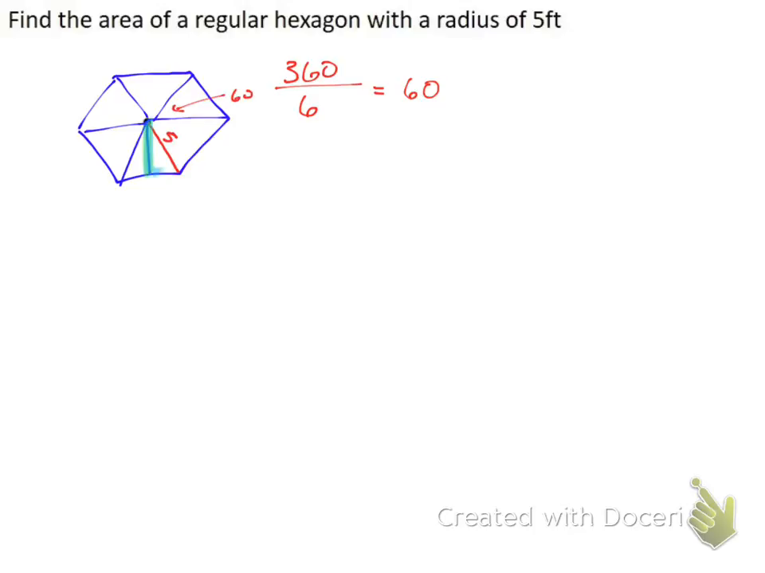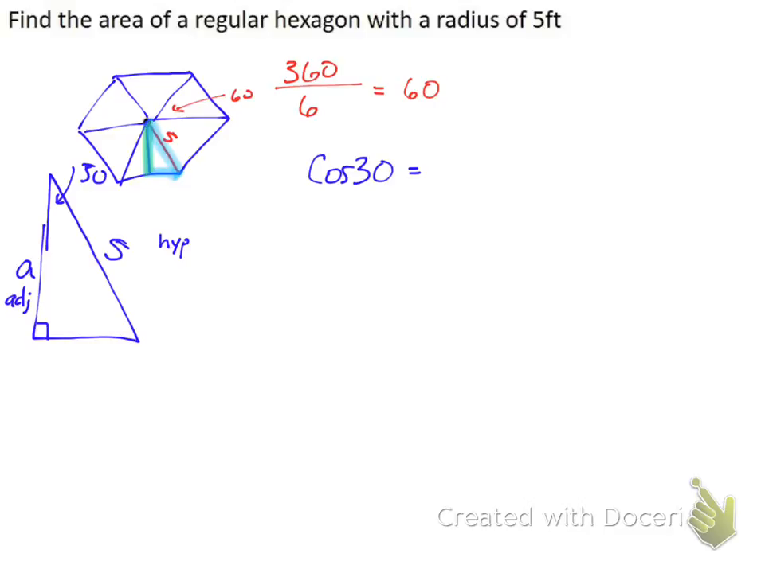So when I take this triangle out right there, I'm left with this. This is my apothem. This is now the information that I'm given, and I know that this top angle right here is going to be 30 degrees. And so to find my apothem, this is going to be a little different because 5 is my hypotenuse, A is still my adjacent, so I'm going to use cosine. So cosine of 30 is equal to A over 5. So I can multiply both sides by 5 and get that A is going to be 4.33.